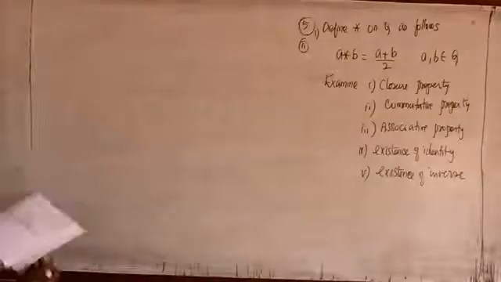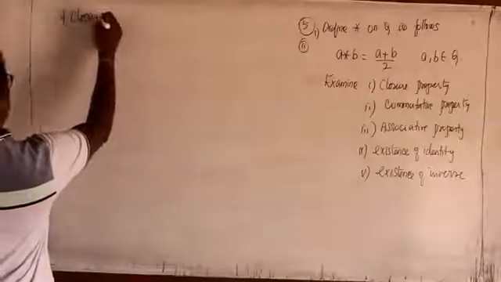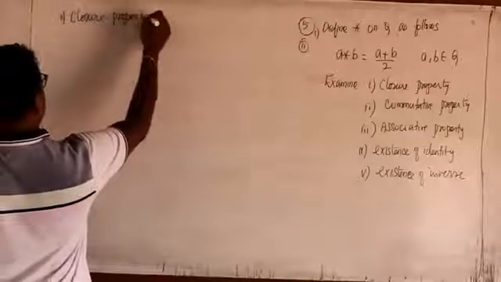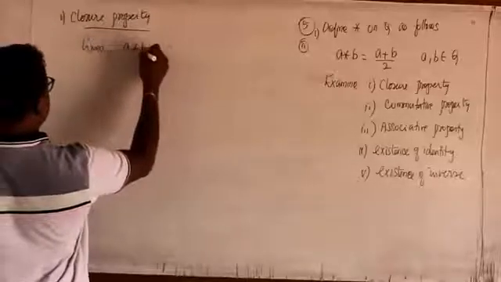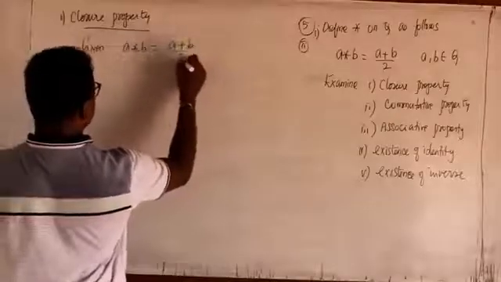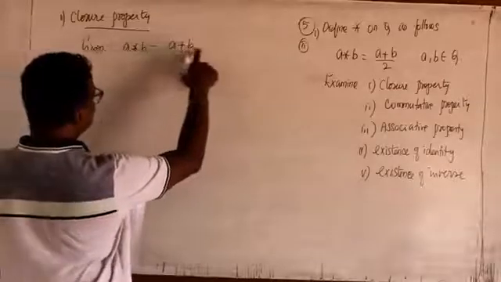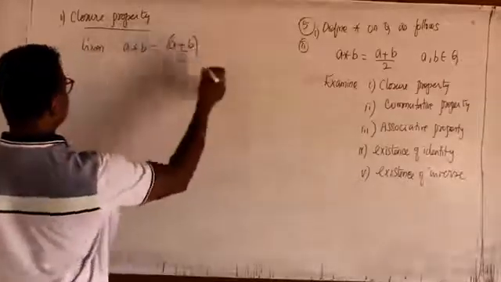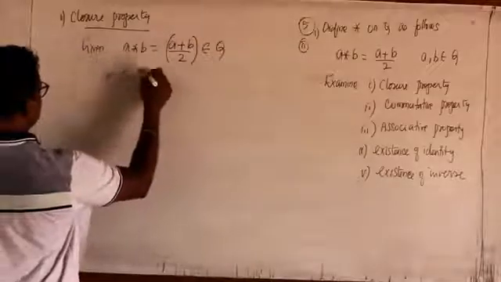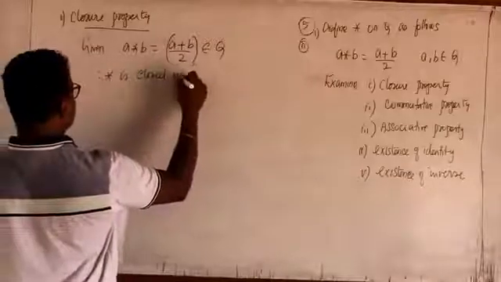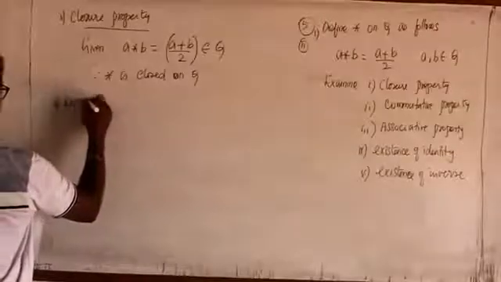First we shall go over closure property. Given A star B equal to A plus B by 2. A is a rational number, B is a rational number. So addition of these two will be a rational number, and if it is divided by 2, then also it is a rational number. So definitely this belongs to Q. Therefore, star is closed on Q.